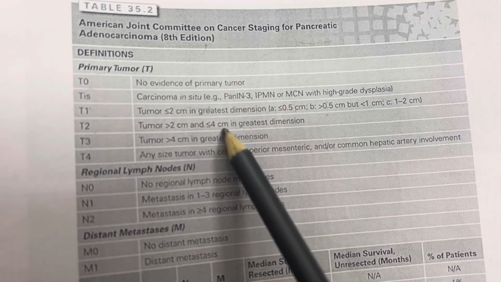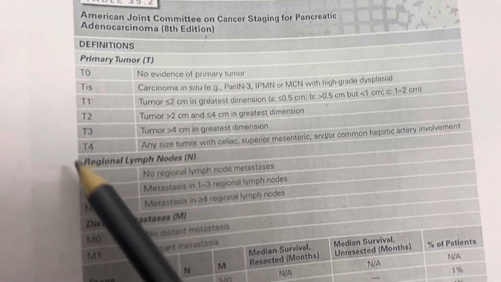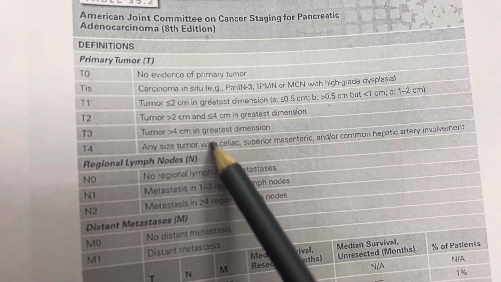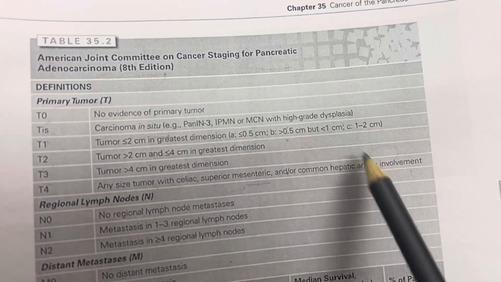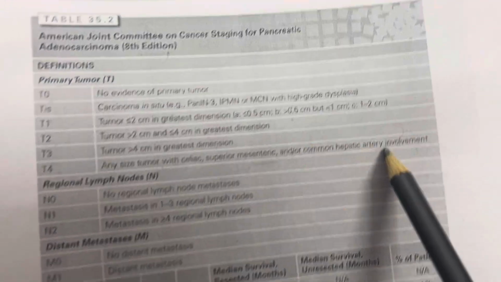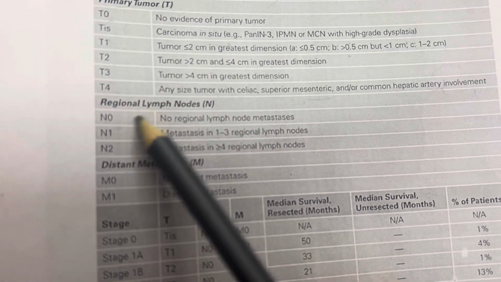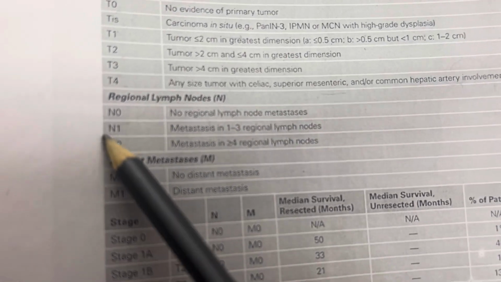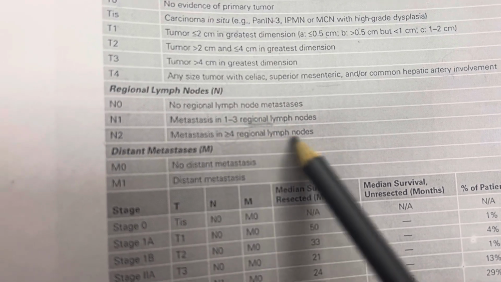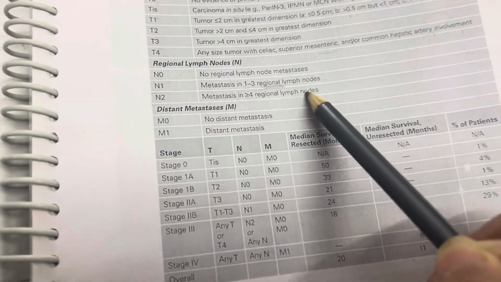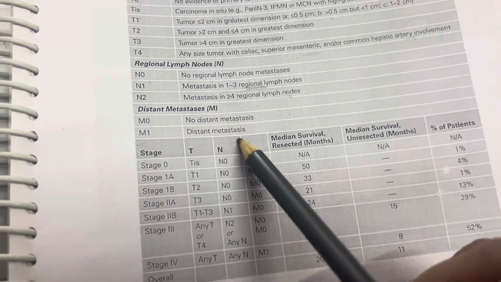T2 is 2 to 4 cm in the greatest dimension. T3 is more than 4 cm in the greatest dimension. T4 is any size with celiac, superior mesenteric and common hepatic artery involvement. Now N staging. N0 is no regional lymph node mets, N1 is 1 to 3 regional lymph node mets, and N2 is 4 or more regional lymph node mets. And distant metastasis, M0 is no distant mets, M1 is distant mets.